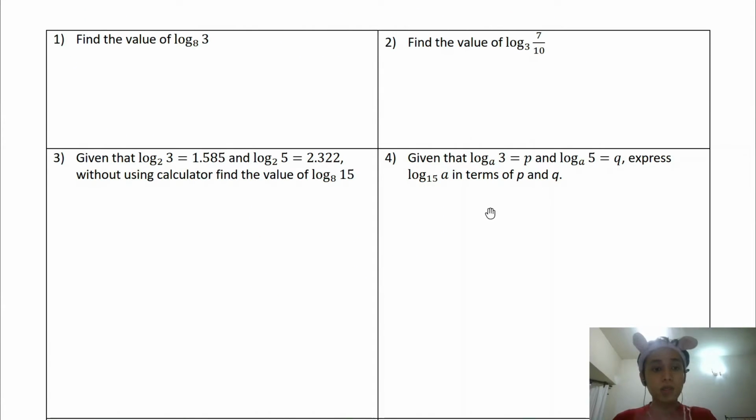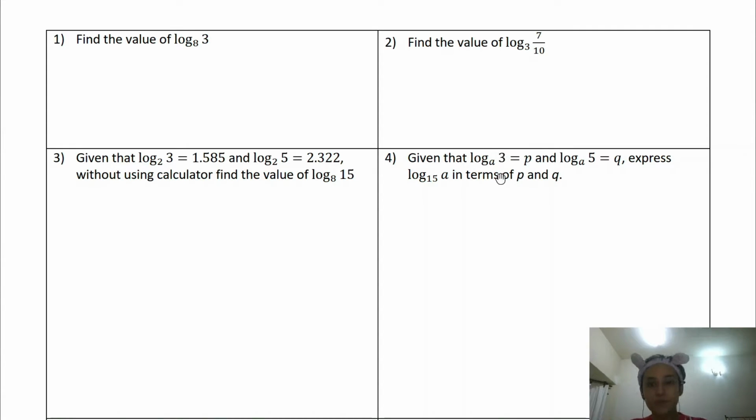For example, let me just show you one example where the base number is different. For example, this is base 2 log, but this is base 8, so the base numbers are different. So this one you need to change it into base 2 first. What about question 4?